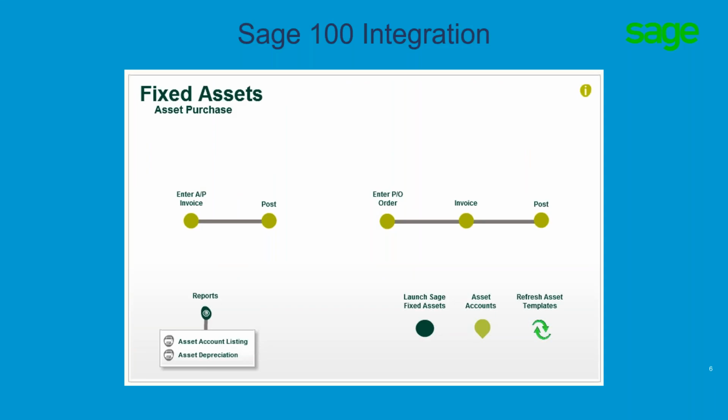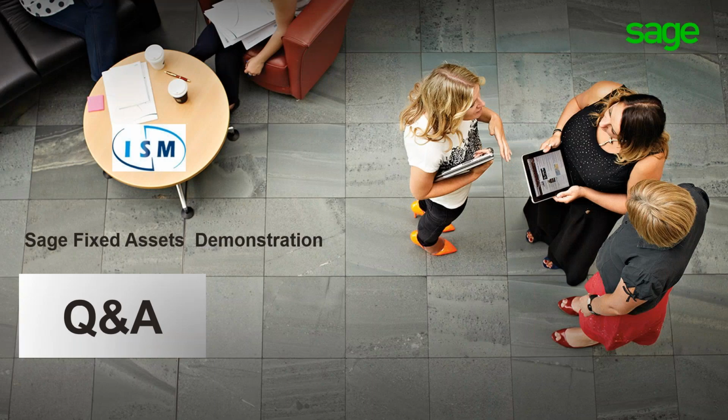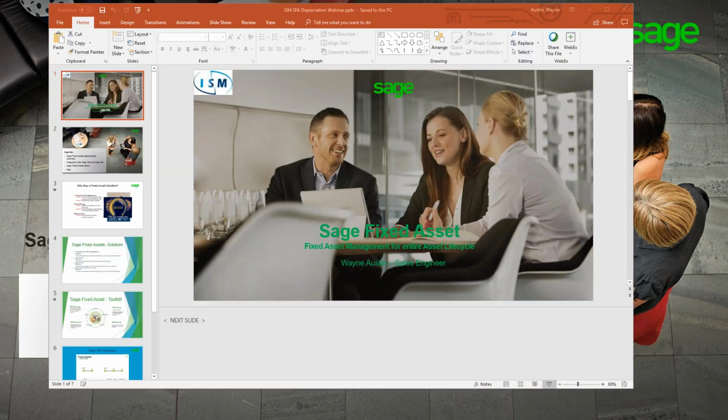This is just a quick snapshot from inside the new version of Sage 100, where you can have a visual workflow that will help you walk through the process much easier while doing accounts payable or purchase orders, where you'll be able to tell it to create assets in the depreciation module, and you can even launch the Sage Fixed Assets module from inside of Sage 100 or 300 for that matter. So I'm going to go ahead and jump into the software so we can take a look at how the solution works.